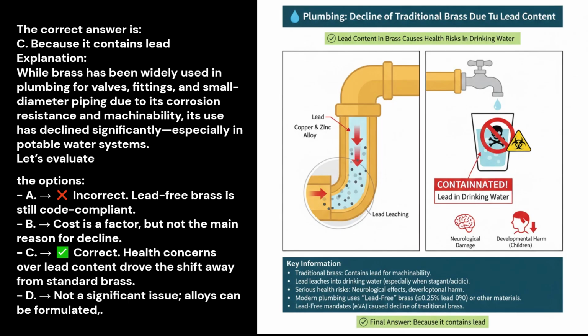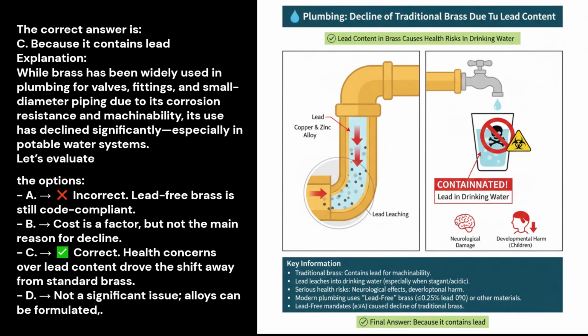Because it contains lead. Explanation. While brass has been widely used in plumbing for valves, fittings, and small diameter piping due to its corrosion resistance and machinability, its use has declined significantly, especially in potable water systems, primarily because traditional brass alloys contain lead, typically 2 to 8%, to improve machinability.